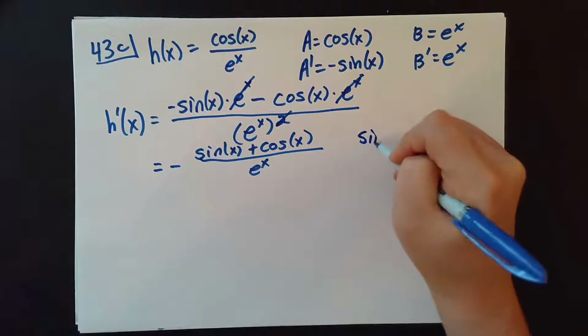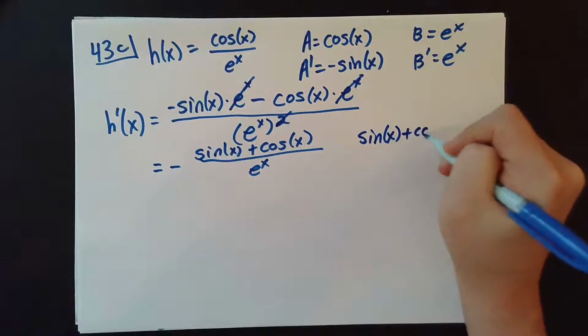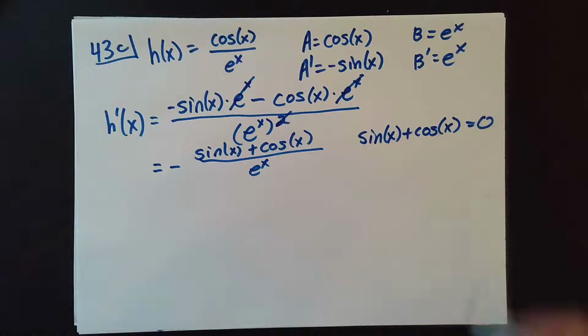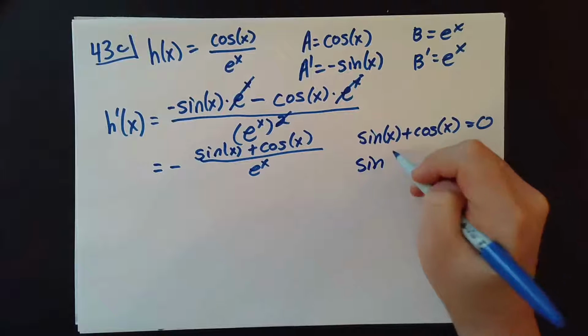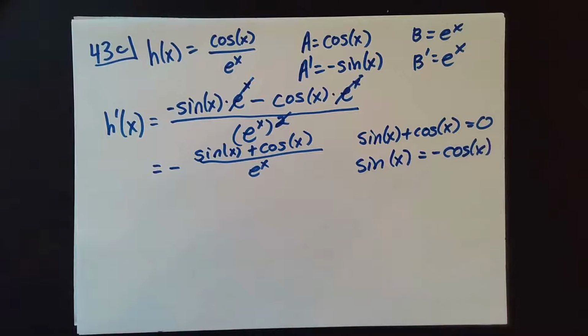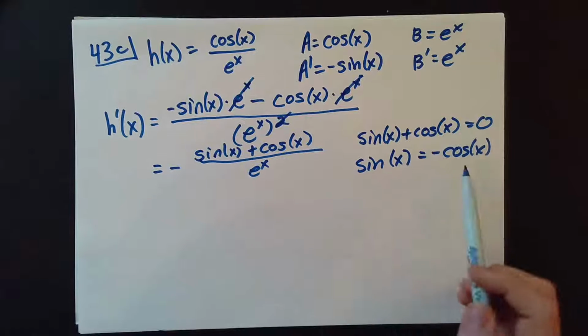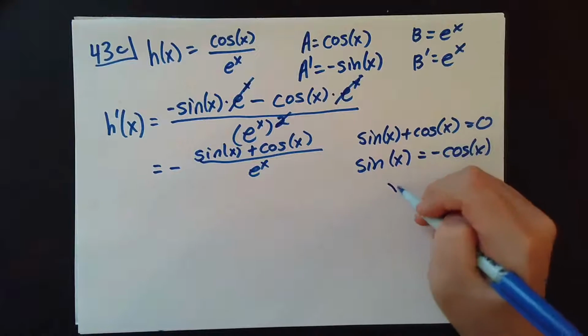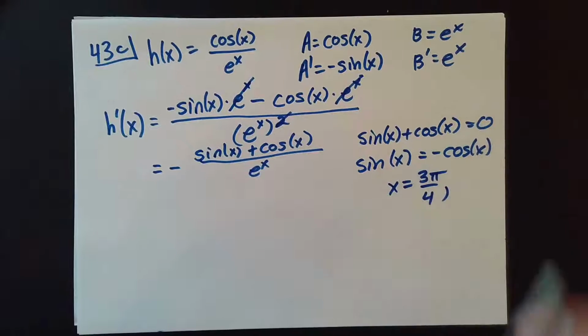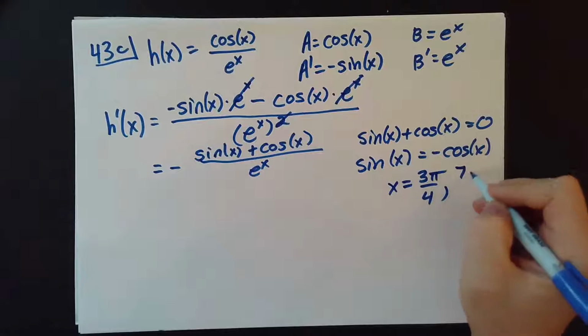So I'm going to take sine of x plus cosine of x is equal to 0, which is going to give me, I'm looking for places where sine of x and cosine of x are negatives. And if you look on the unit circle, that will be at x is 3 pi over 4 and x is 7 pi over 4.